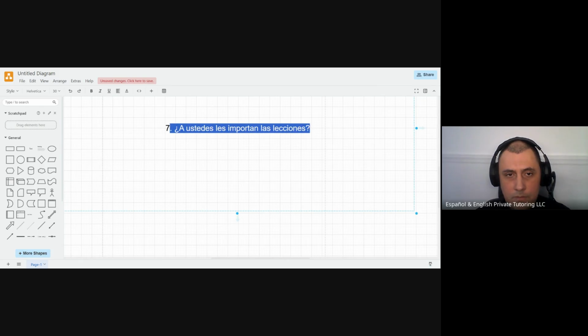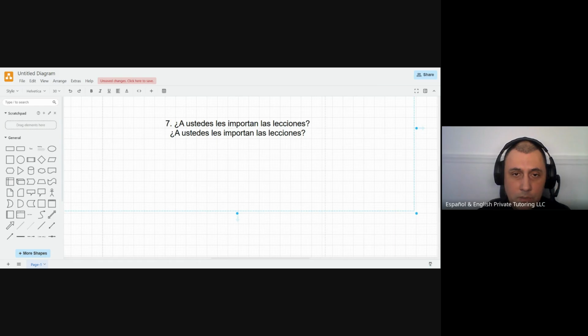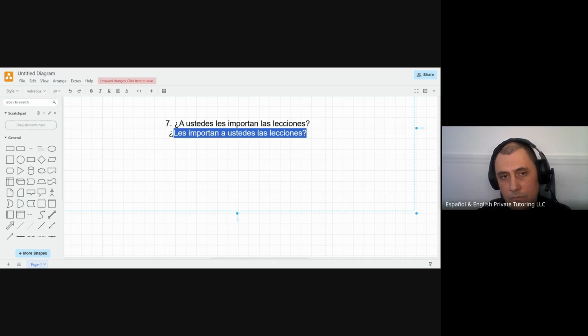Another way to do this, a more common or more professional way, is to take the indirect object of the sentence and place it after the main verb. Okay. Les importan nuestras lecciones. So you are a student. I would like you to change these sentences to reflect what I'm telling you here.